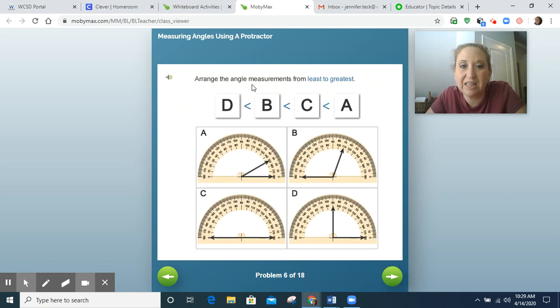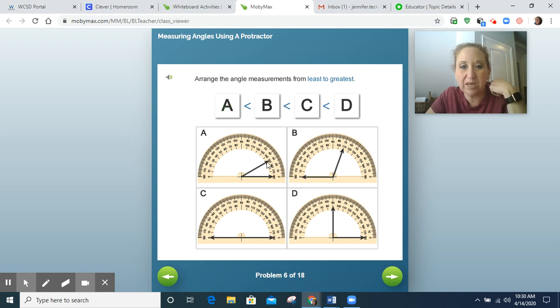Okay, so let's look at this. It wants us to arrange the angle measurements from least to greatest. So remember, least is going to be the smallest angles. So let's look at all of these. We're looking at these arcs, how far this is. Now this angle right here, we're using the outside 0, and it's 30 degrees. Well, we can just look at these and see that A is going to be our smallest angle, okay?